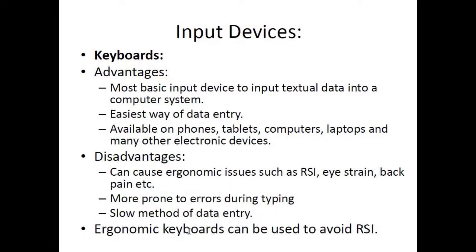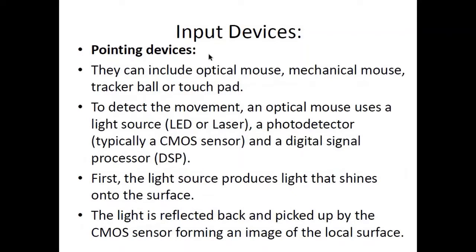For avoiding RSI, you can use ergonomic keyboards. Pointing devices or mouse include optical mouse, mechanical mouse, trackball, or touchpad. Usually on laptops we have touchpads, whereas on other devices we have a touch screen or an optical mouse. To detect movement, an optical mouse uses a light source, a photo detector, and a digital signal processor.